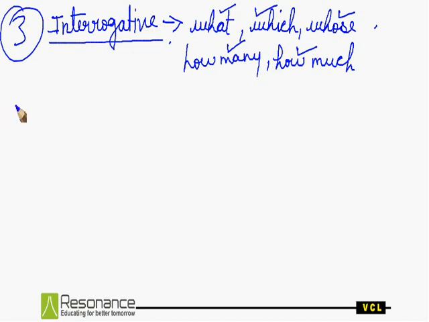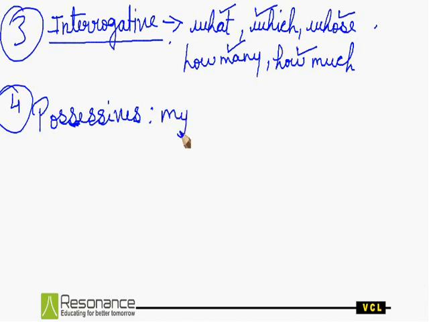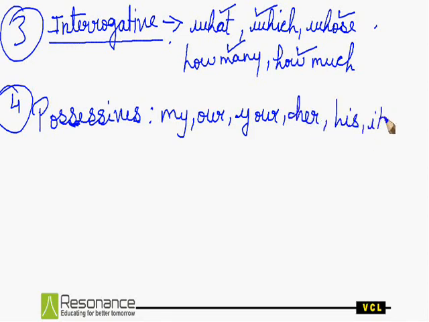Fourth point, possessives, like my, our, your, her, his, its, and their. The words my, our, your, her, his, its, their are determiners. They are called possessive as they possess the noun that follows them.